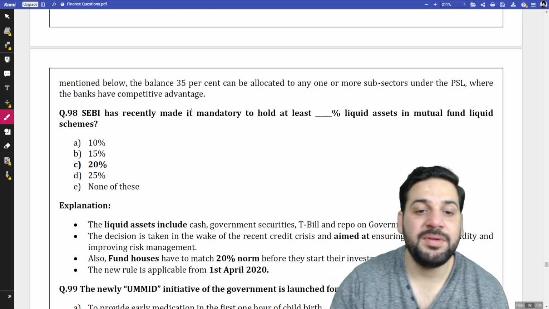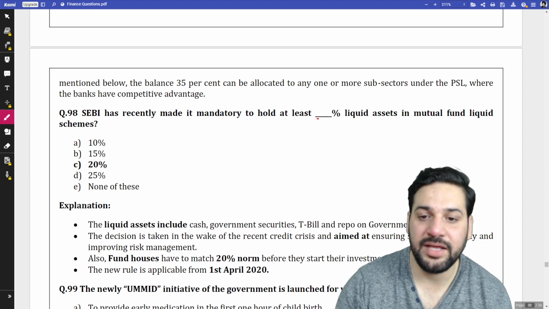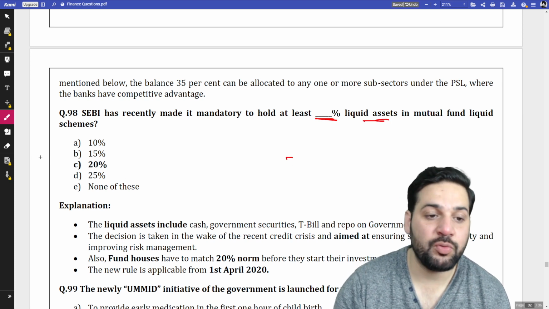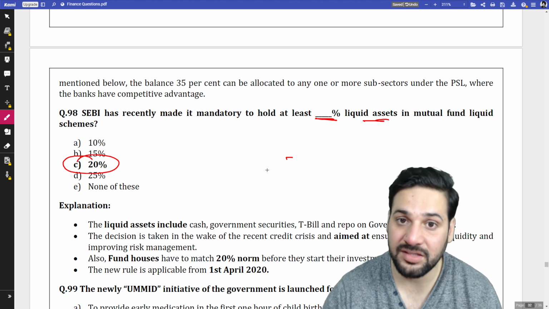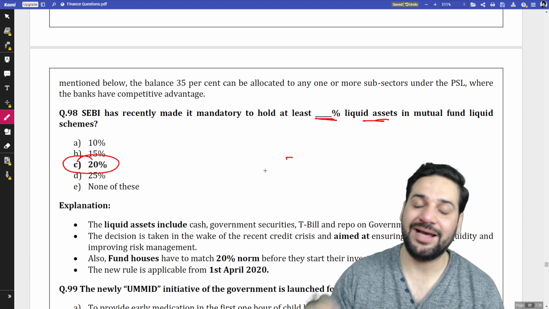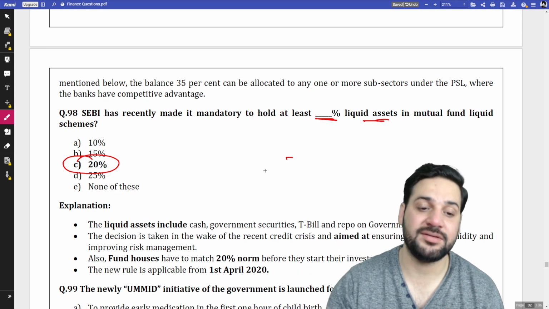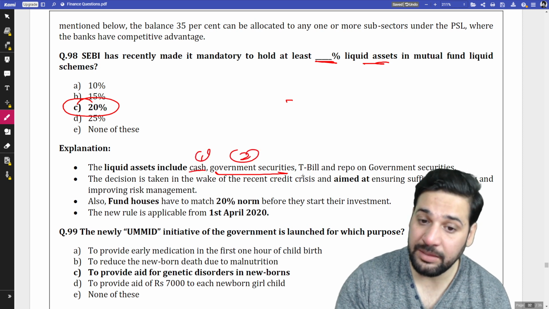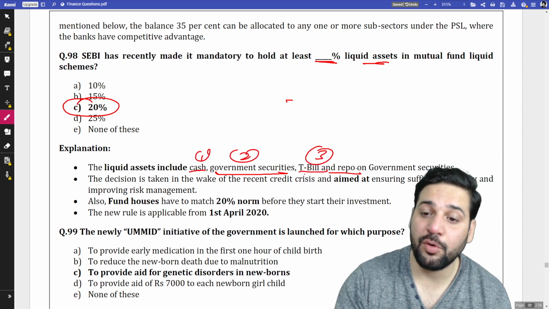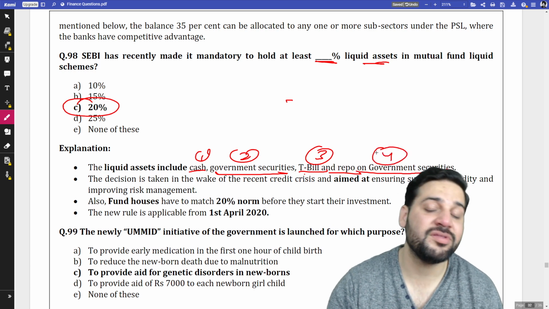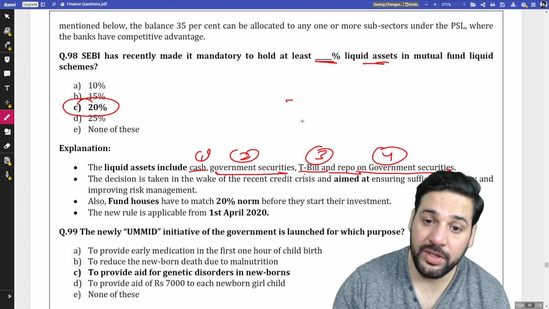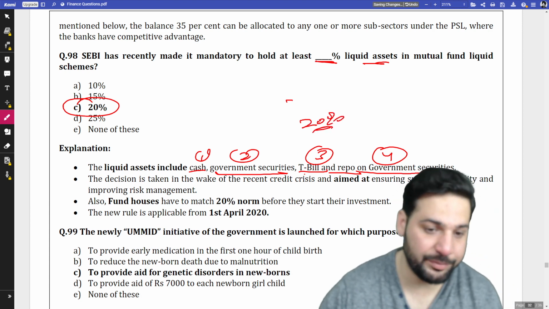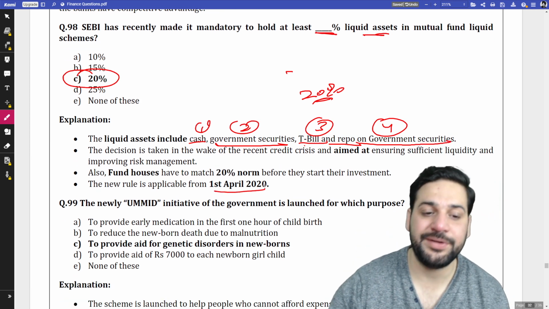SEBI has recently made it mandatory to hold 20% as liquid assets in liquid mutual fund schemes. So at least 20% of the assets in liquid funds should be held in liquid assets. What are the liquid assets? These can be government securities, cash, T-bills, treasury bills, and repo on government securities. These are the 4 options available. That 20% of assets should be kept in these liquid assets. That's a requirement, applicable from 1st April 2020.